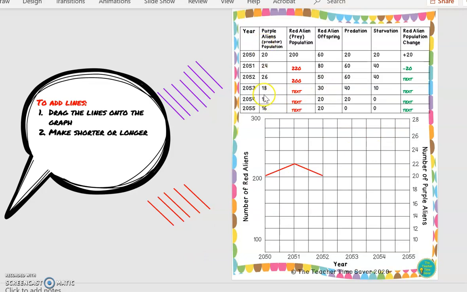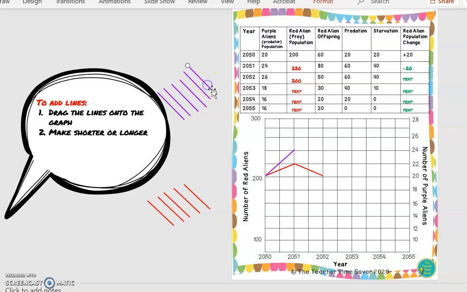Now to do your purple aliens, you're going to take the purple line and notice the scale is over here. So a little bit trickier. In 2050, we had 20 purple aliens. So here's 2050. I have to go up to where 20 would be, which is right here and is actually the same spot as that. And then the next year in 2051, we went up to 24 individuals. So here's 2051, and I'm going to go up to 24 and drop that line in.